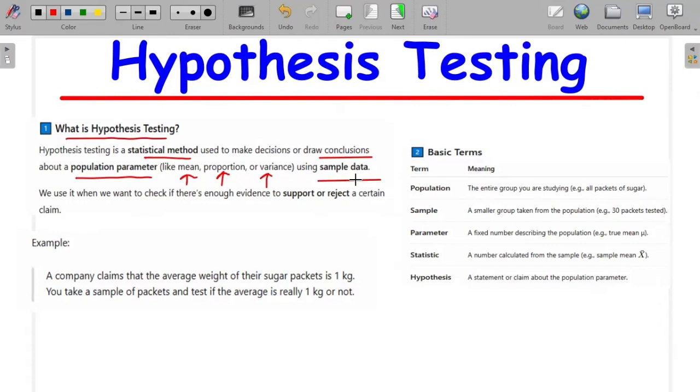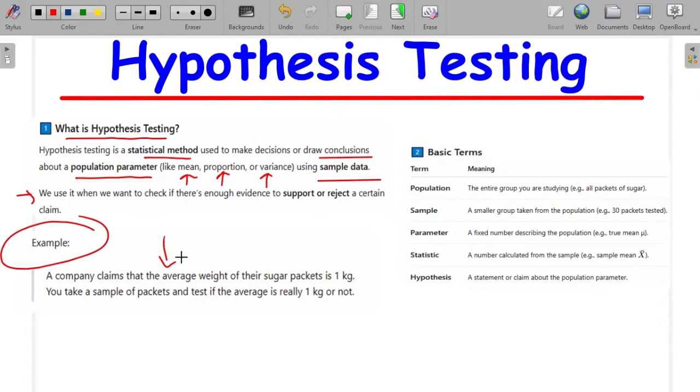and then we generalize whatever the sample is telling us about the whole population. We use hypothesis testing when we want to check if there's enough evidence to support or reject a certain claim that we're making. A good example is this one that I've written here. If a company claims that the average weight of their sugar packets is 1 kg, you can take a sample of these packets and test using hypothesis testing if the average is really 1 kg or it's not 1 kg.